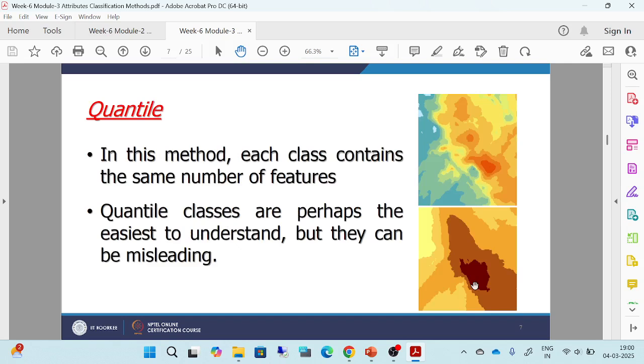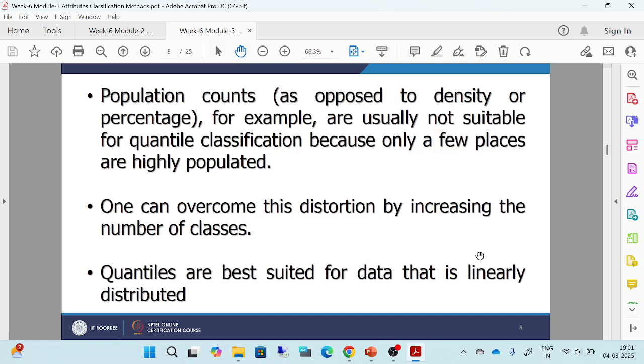So one other thing that you have to bear in mind is that you have several classification methods. It's you who has to decide which classification method is better for which kind of data set that you're handling. For example, in case of population count, it's usually not suitable to do the classification with quantile. Only few places are highly populated.